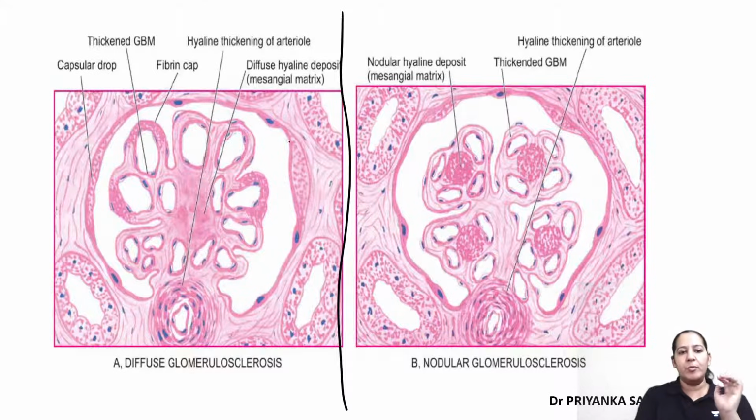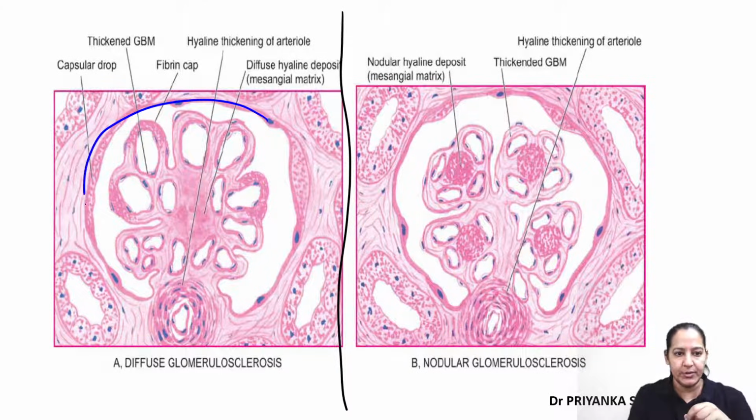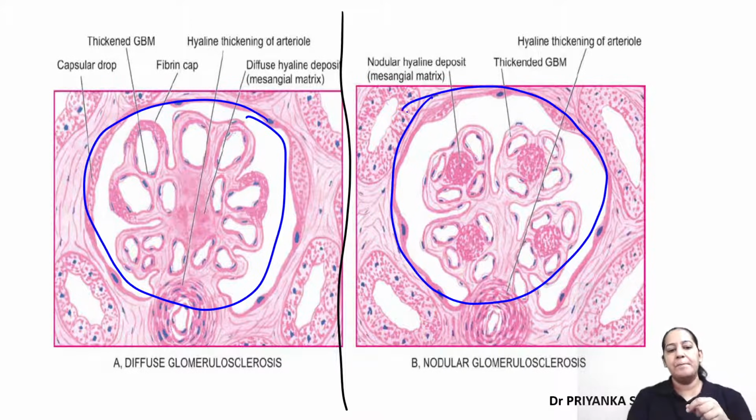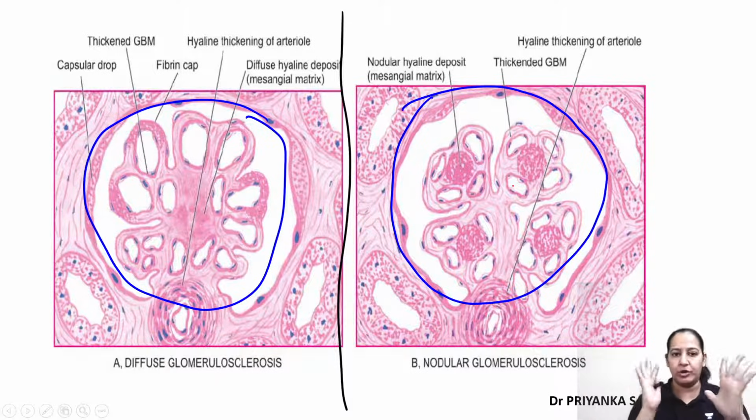So can you see a glomerulus here? Yes, you can see. And can you see a glomerulus here? Yes, you can see. In both of them, the hyaline. What is hyaline? First say what is hyaline. It is a pink, eosinophilic, structureless, homogeneous mass. So that is deposited in both of them.